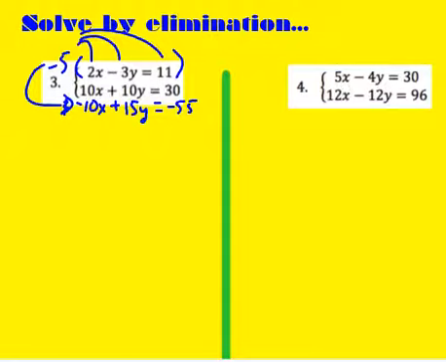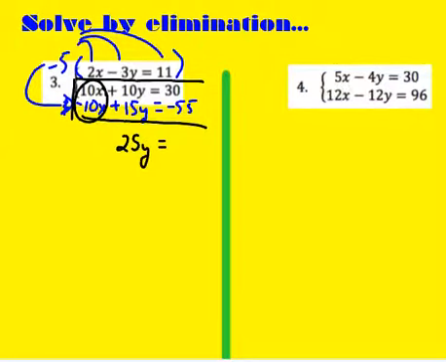So now what I should see is that I'm adding these two rows. These two up. -10 plus 10 is 0, so this went to 0. And then 10 plus 15 is 25y, equals 30 minus 55, which is -25. So divide by 25 on each side, and you get y equals -25 over 25, you get -1.